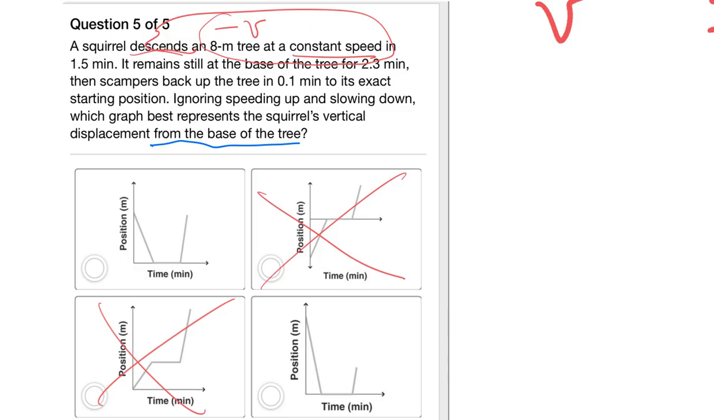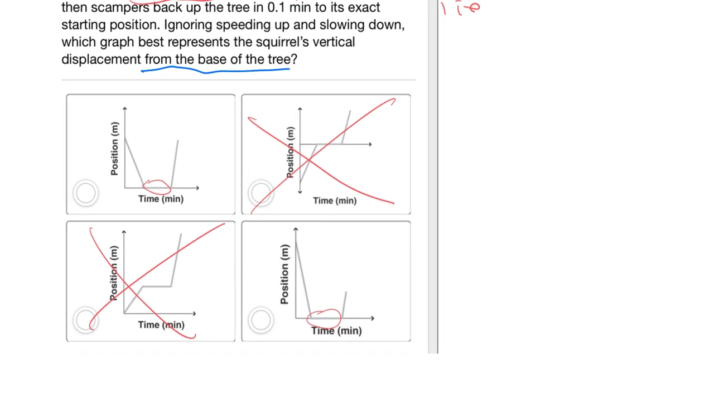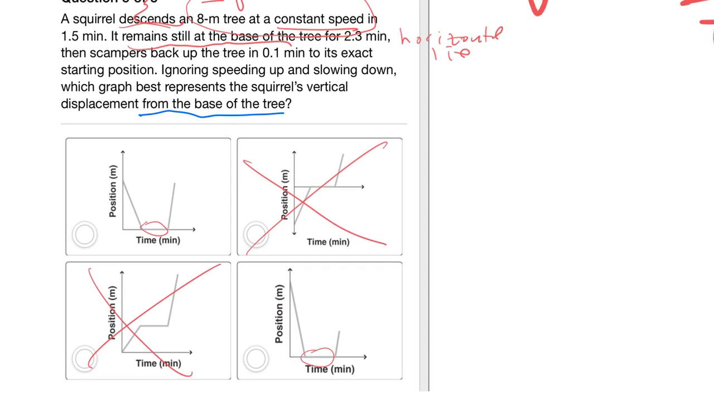It remains still. So for a little bit, there'll be a flat line because you're at rest. So the second section has to be a flat line. Well, in both those cases that remain, I have a flat line right here and right there, so I can't pick those yet. Okay. Then runs back up the tree in point 1 to his exact starting position.